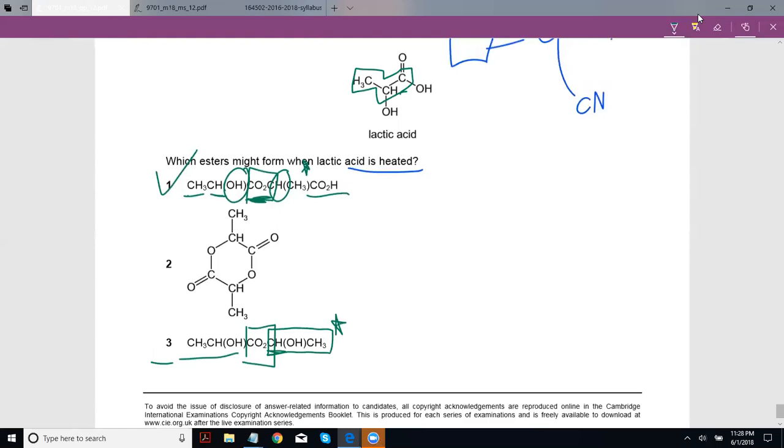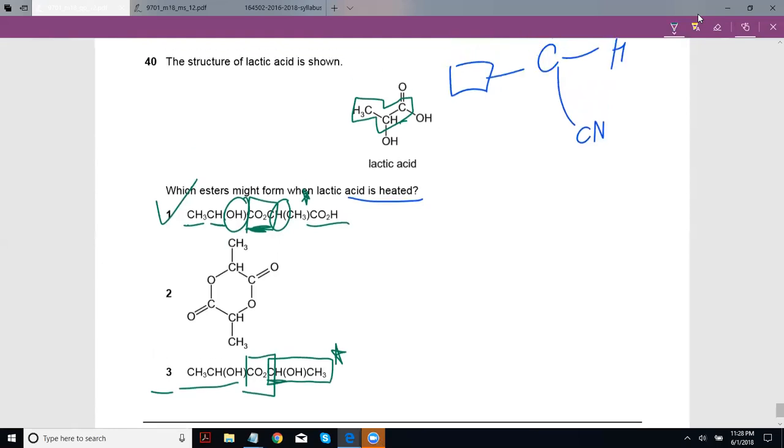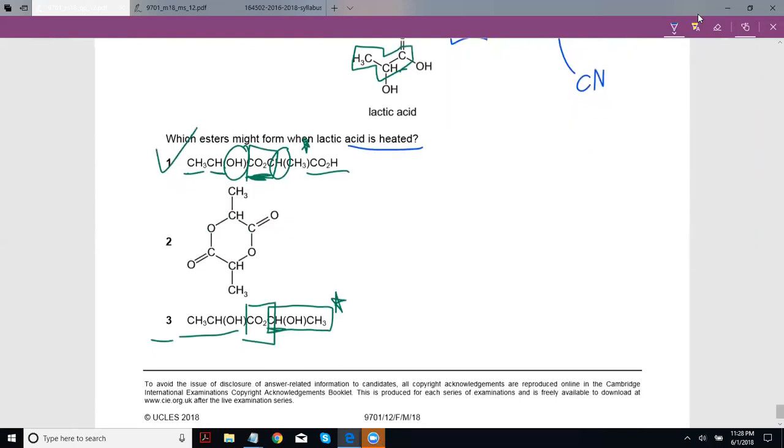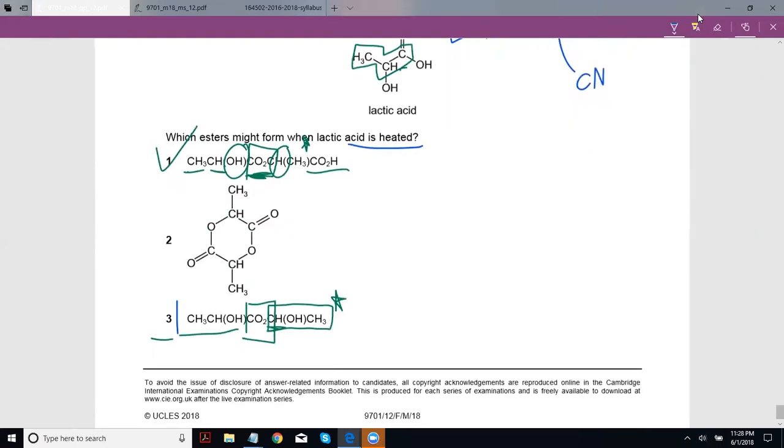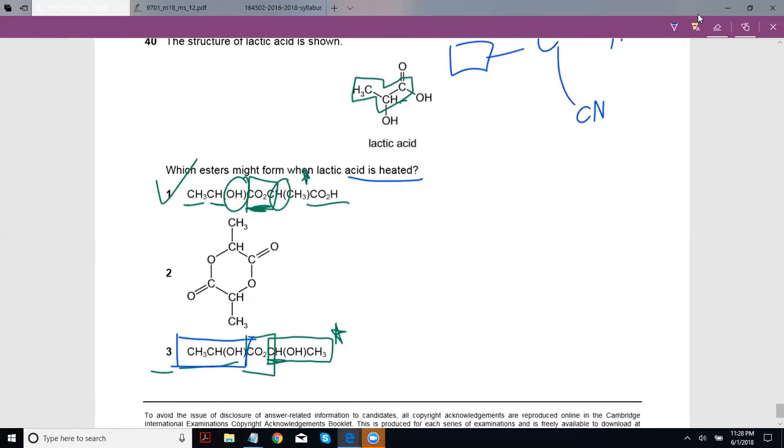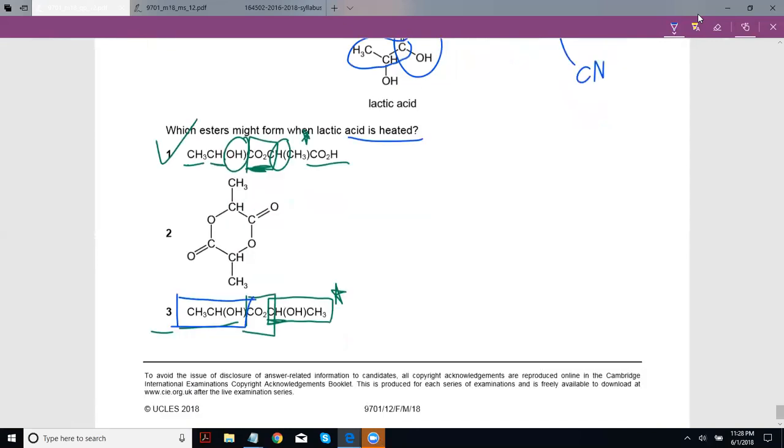Now, clearly, if you think about it, what I'm circling with blue is basically, let's say, this part, which means that the acid reacted. So if the acid reacted, it would have had to react with the alcohol of the other molecule of lactic acid. It hasn't reacted with the alcohol. It's reacted with God knows what here. So which is why you can just cross out 3.